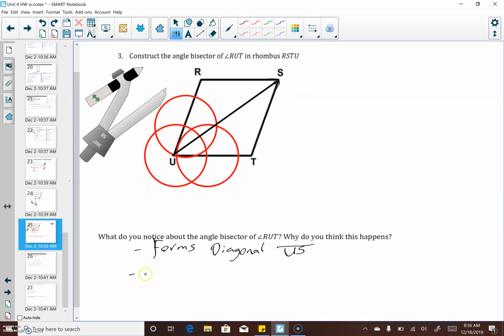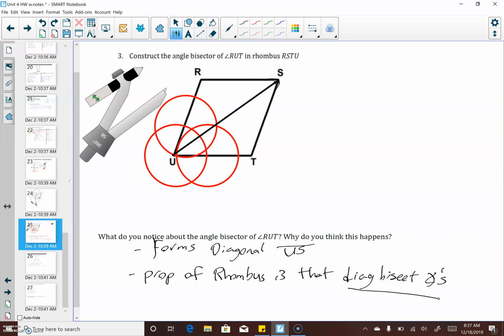Well, a property of rhombus is that the diagonals bisect the angles. So because we did an angle bisector to angle U, we are going to end up with one of our diagonals. This would not happen in a rectangle, this would not happen in a parallelogram, but because one of the properties of rhombus is that the diagonals bisect the angles, when you do an angle bisector to one of them, it's going to form your diagonal.